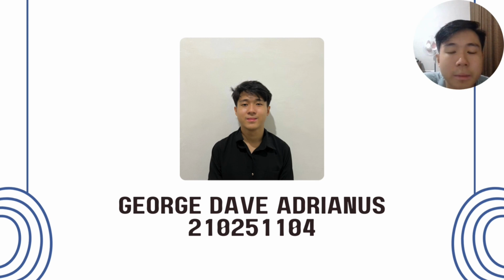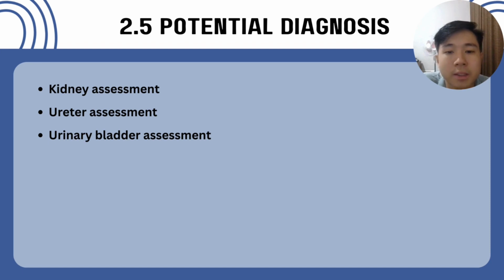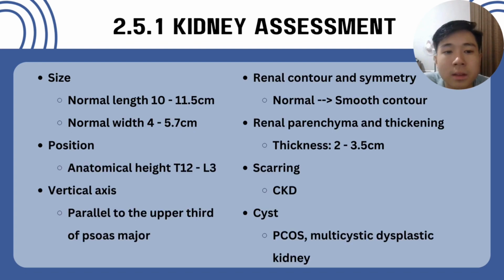Thank you. My name is Adrianus, with the last three digits of my student number 104. I'm going to explain about the potential diagnosis that can be found using IVP. There are three things that can be assessed: kidney, ureter, and urinary bladder assessment. I'm going to explain about the kidney assessment. There are 12 things that can be assessed in kidney assessment.